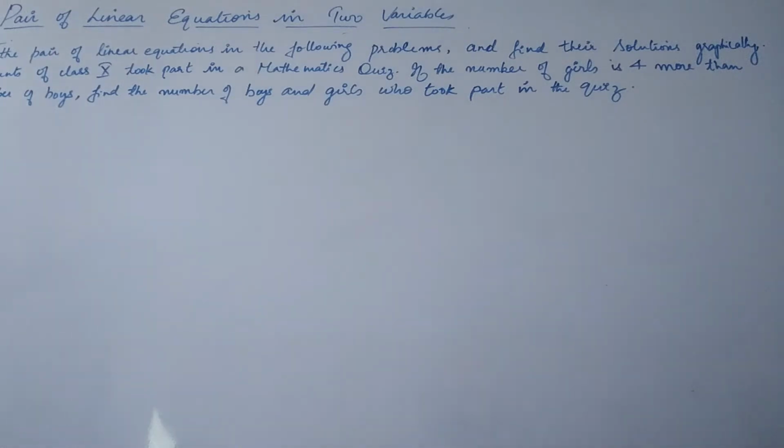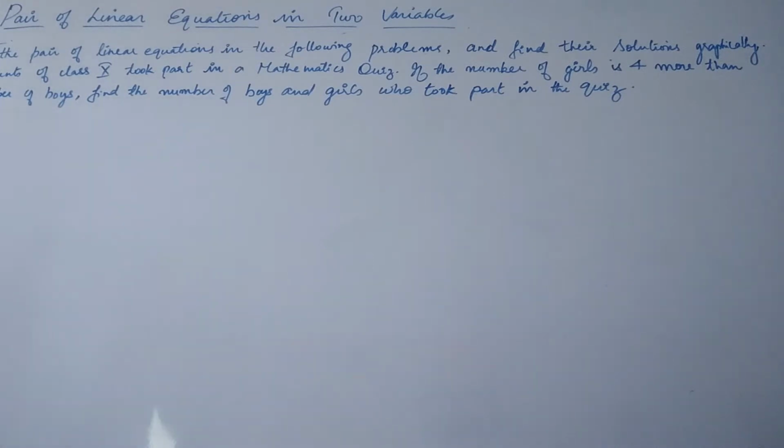Today we are dealing with exercise 3.2 of chapter 3, pair of linear equations in two variables. The first question of exercise 3.2 is: form the pair of linear equations in the following problems and find their solutions graphically. The first subdivision: 10 students of class 10th took part in a mathematics quiz. If the number of girls is 4 more than the number of boys, find the number of boys and girls who took part in the quiz.